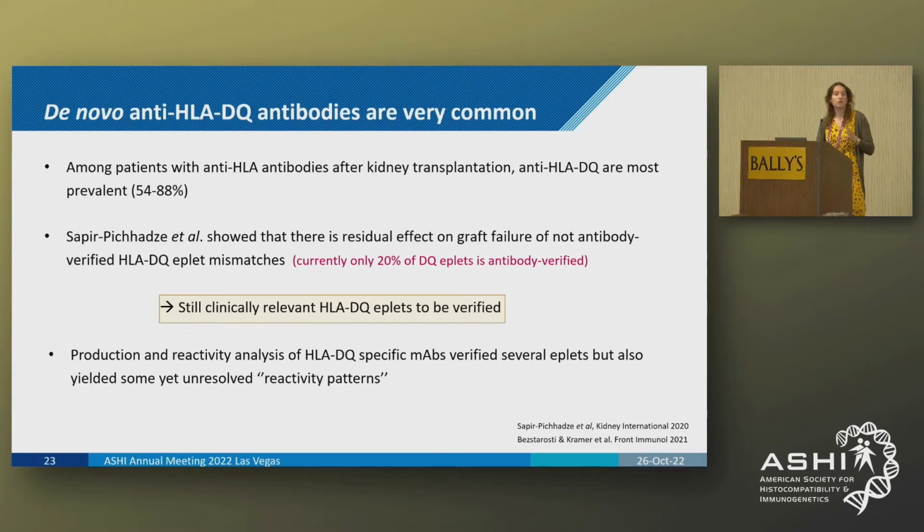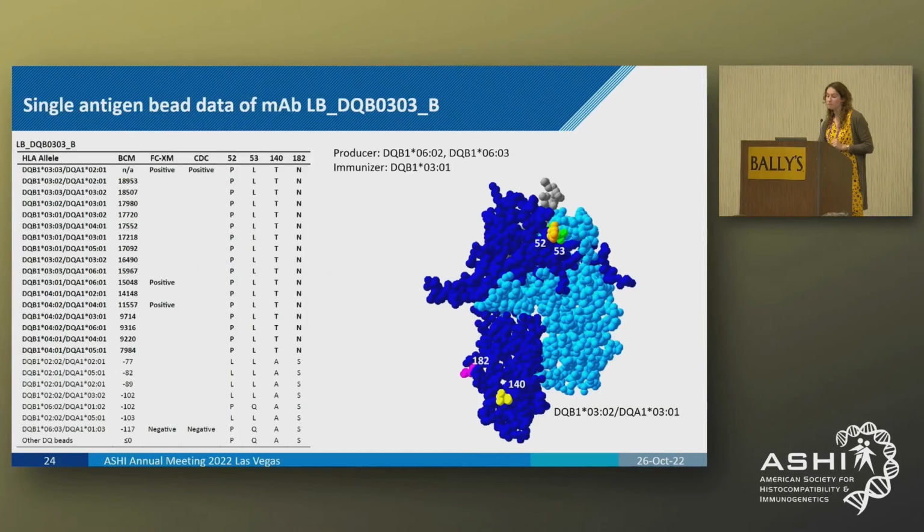So therefore, I want to show you some data of these HLA-DQ experiments that have been performed. This is single antigen bead data of a monoclonal antibody that is specific for HLA-DQ3 and DQ4. This antibody has been made from a producer that was a DQ6 and was immunized by DQ3. The BCM is the background corrected MFI in the single antigen bead assay. We also did some FOX test and a CDC.